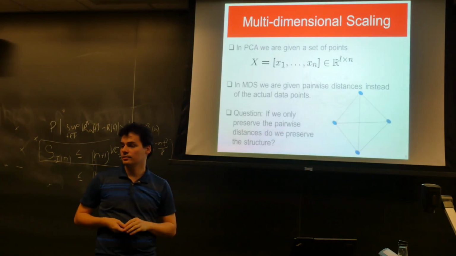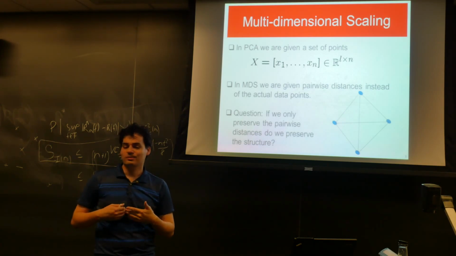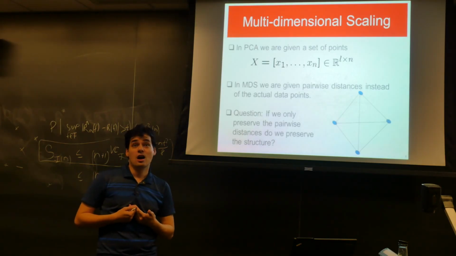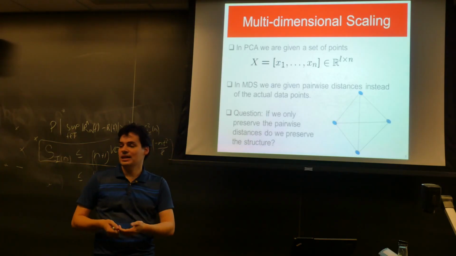Would all pairwise distances be preserved? All pairwise distances. Or even if not preserved, then I can ask: what's the best embedding that would keep most of these distances?